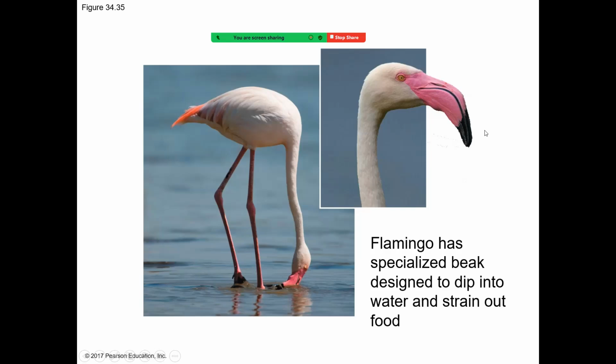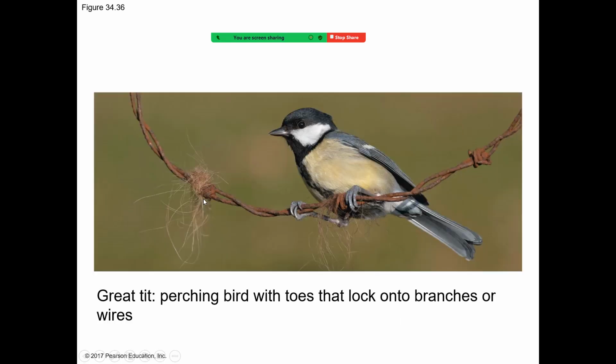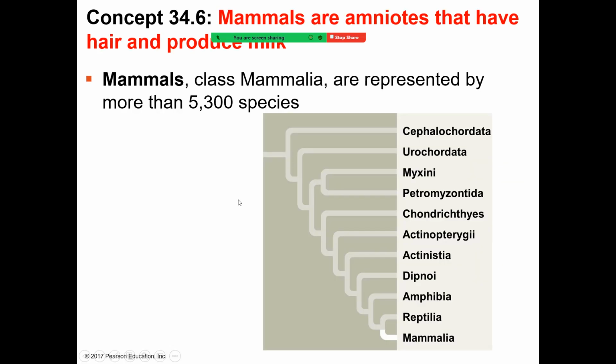Flamingo, he mentioned, again, very specialized beak that's able to dip into the water and filter feed. So again, the reason that they become pink in color is that they eat krill, which have a pink beta carotene that's present in them. So flamingos, when they are born, are white, their feathers are white, and the more krill that they eat over time, the pinker their feathers get. Here's a perching bird. So again, toes that lock onto the branches and the wires, and he mentioned that as well.